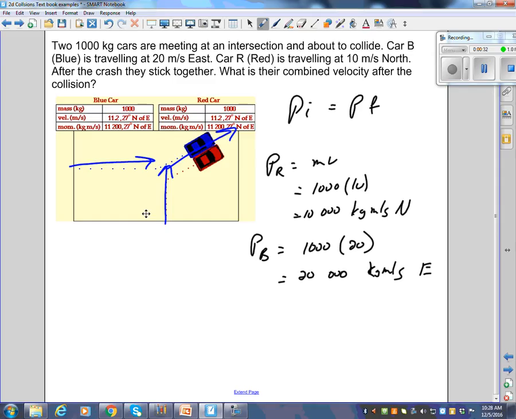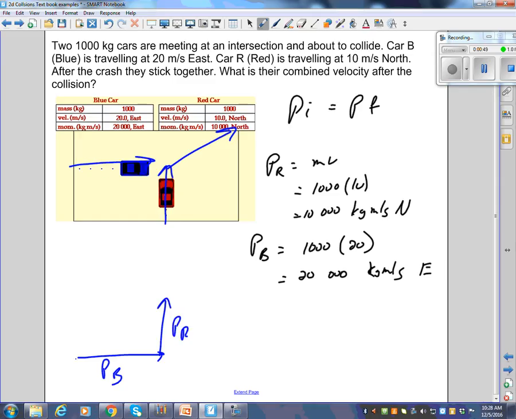You don't have to do components because it's north and east, so it's already sort of componentized, if you want to make up a word like that. So really, all I've got to do is add this one and this one. This is my momentum blue, this is my momentum red, and this is my momentum, let's call it T for total. What I did here was figure out what those momentums were: 1,000 times 10, and 1,000 times 20, and I get 10,000 and 20,000.